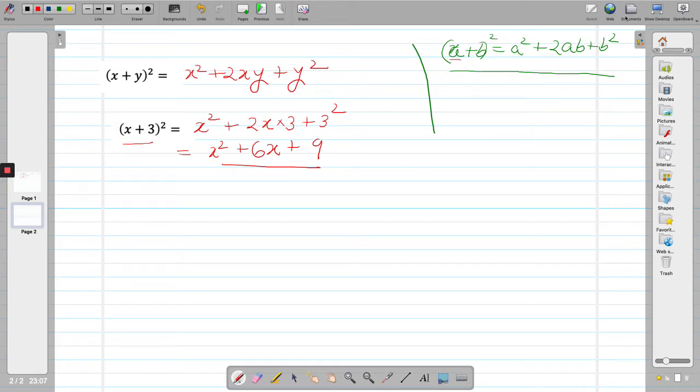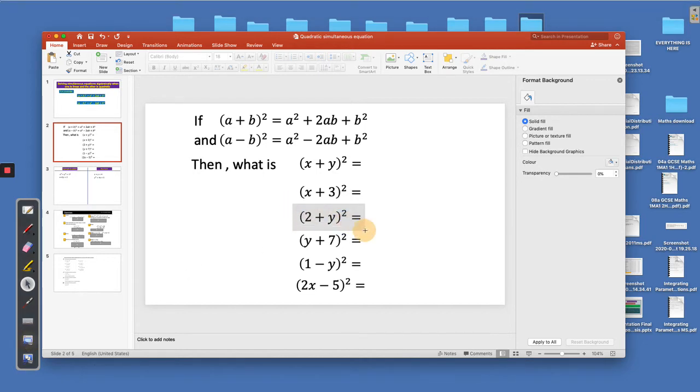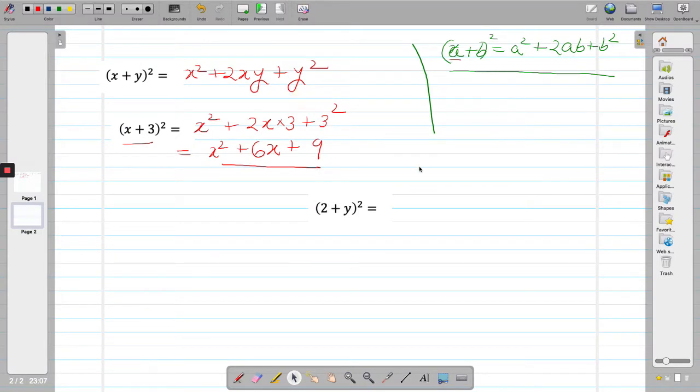Okay, so let's look at the next question now. It is saying 2 plus y whole squared. So let me write here. So we know the formula. This is the same a plus b whole squared formula. Okay, so we can write down straight away in here.